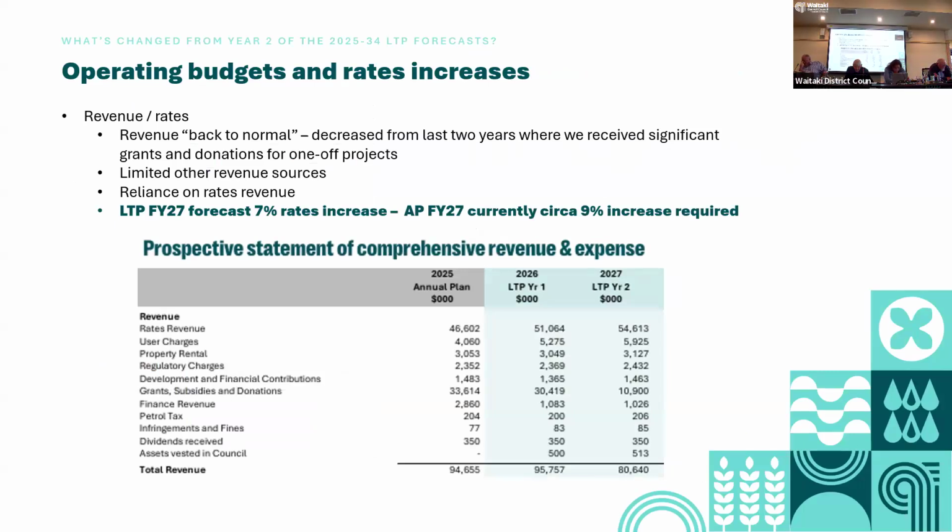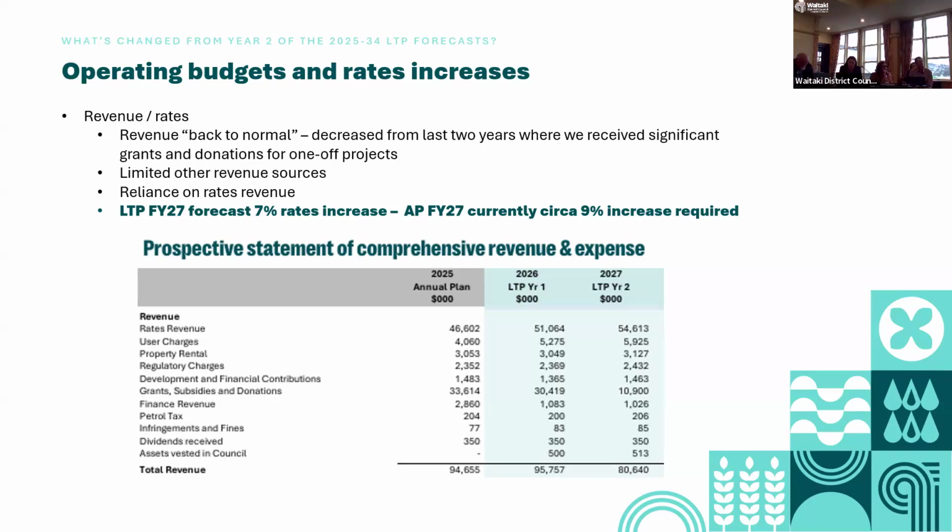Just a question on the slide. I'm really puzzled by those figures. If you look at 2026 and 2027, we've got about 3 mil extra in rates. But there's a massive $20 million reduction in grants, subsidies and donations, so that the total income drops from 95 to 80. So what's going on with grants, subsidies and donations?